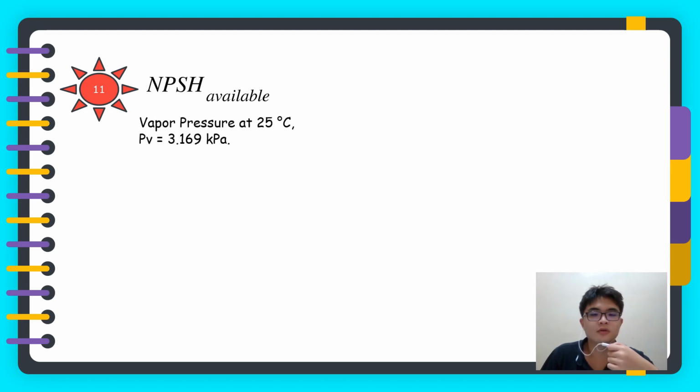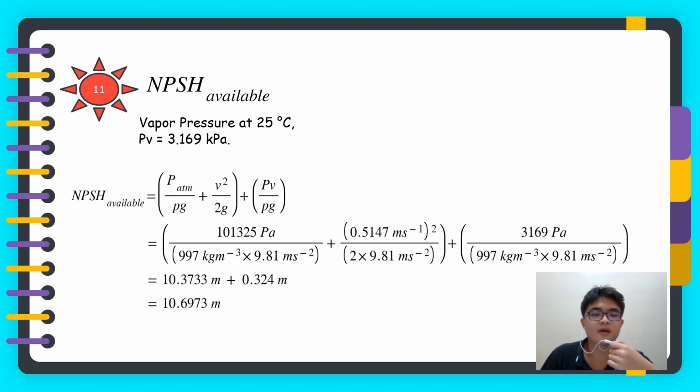Okay, so now we need to calculate the value of NPSH available, and we need to assume the water to be 25 degrees Celsius, so the vapor pressure at 25 degrees Celsius is 3.169 kilopascal, and we can apply it into the formula to find the NPSH available. And finally we get the value of NPSH available to be 10.6973 meter.